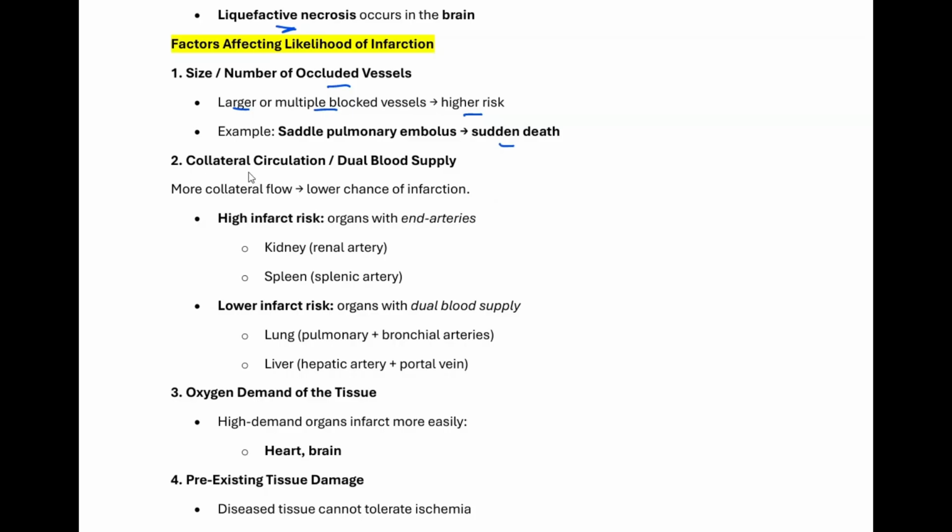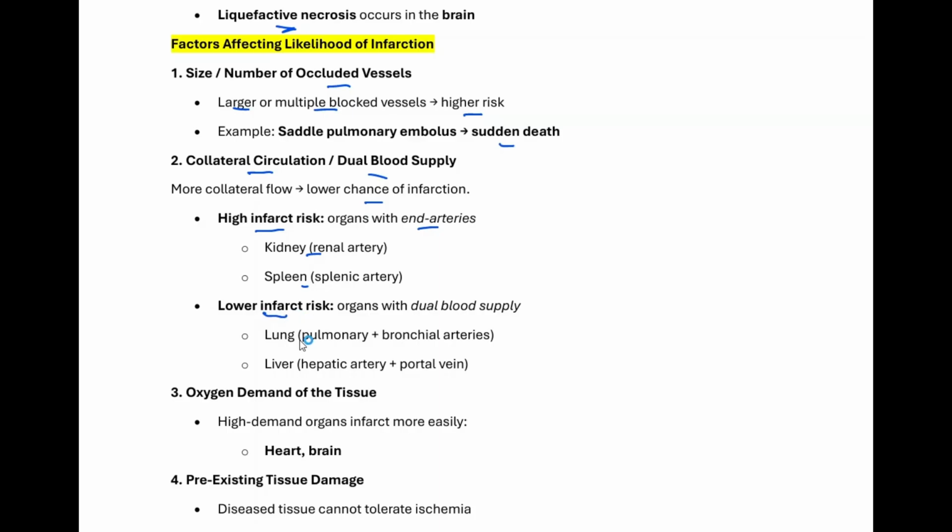And then the next one is collateral circulation or dual blood supply, which is what we saw in the question earlier. So the more collateral flow, the lower the chance of infarction, because even though one is blocked, they will still be getting blood from other collateral circulation or other blood supply. And so high infarct risk organs are those with end arteries, right? Example like kidney, spleen, they only have one artery, right? So only one artery. And because of that, these tissues are more prone to what? Infarction.